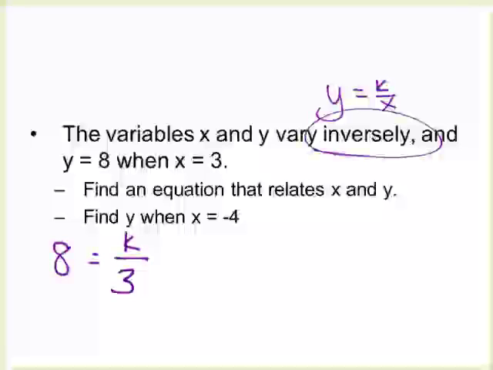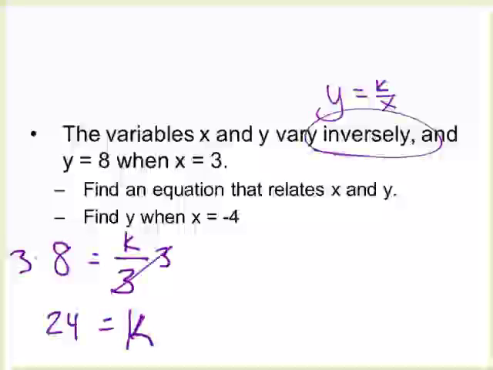We can use those values to find out what this k value is. We call it the constant of variation. Why k is a constant, I don't know, it's k, but it's k for constant. So we can use those values to find out what k is. And k would be 24. Multiplying both sides by 3 gives us a k value of 24.